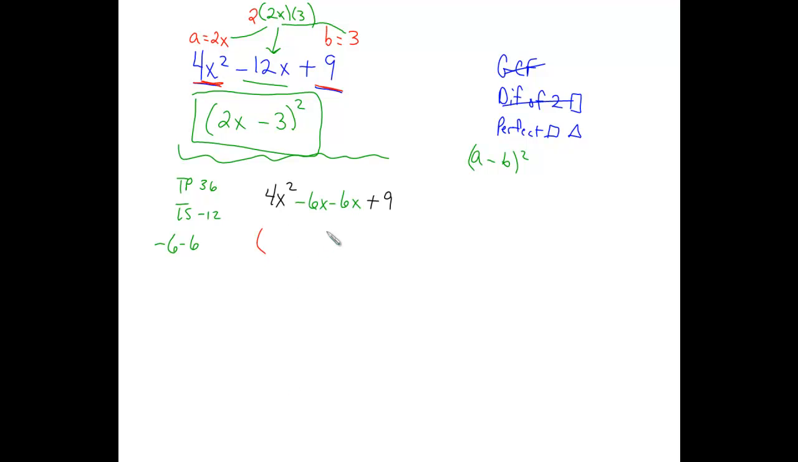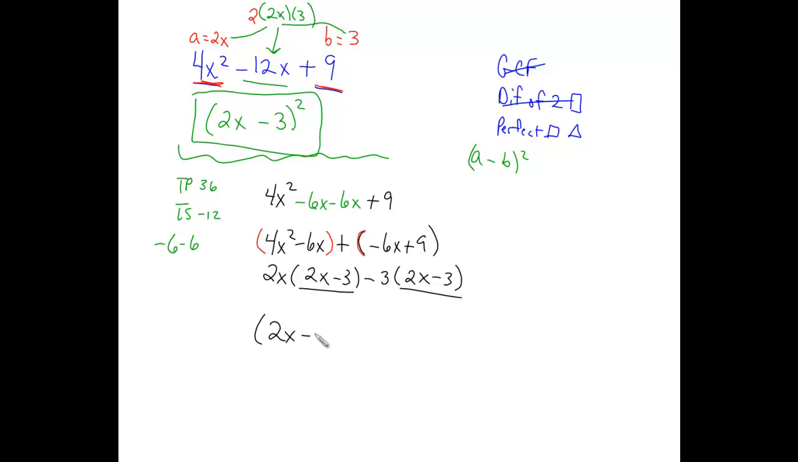Now that I've replaced them, I'm going to group these terms together. Now we take out the GCF of each binomial. In the first parentheses, I could pull out a 2x. This leaves me with 2x times 2x minus 3. In the second parentheses, I could pull out a negative 3, and this also leaves me with 2x minus 3. These two terms are the same, and that becomes one of my factors. The other factor is what is left over, which is also 2x minus 3. So the answer is 2x minus 3 squared.